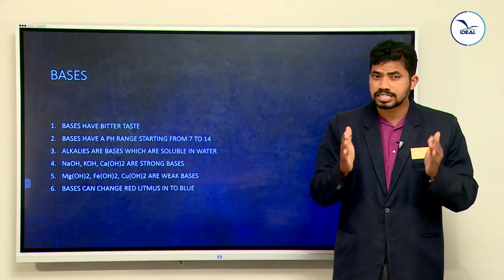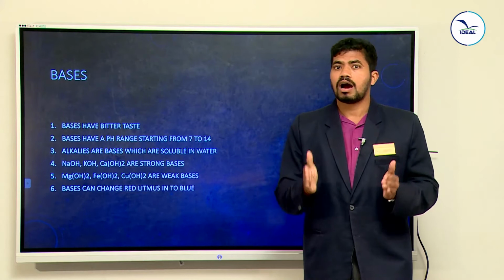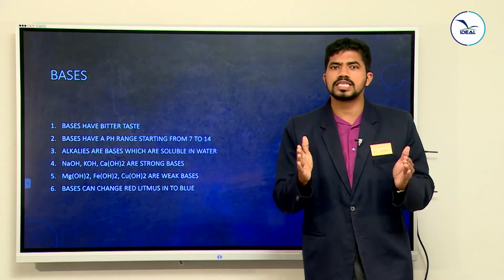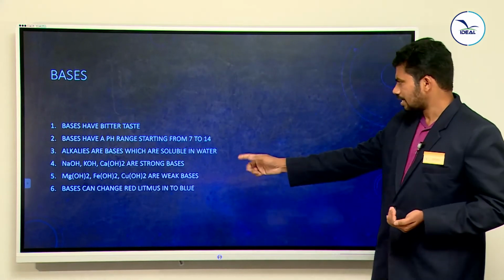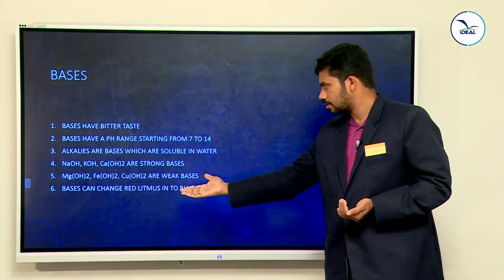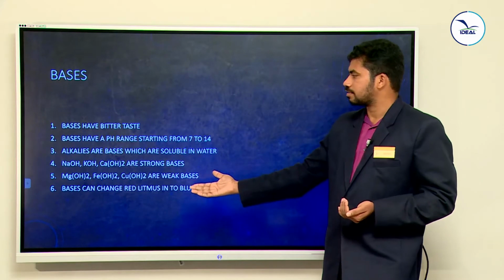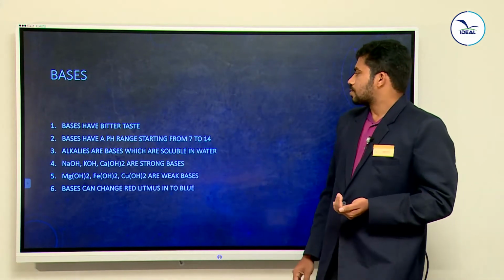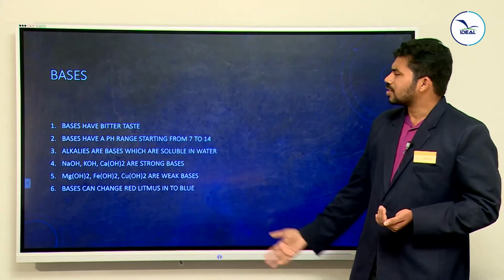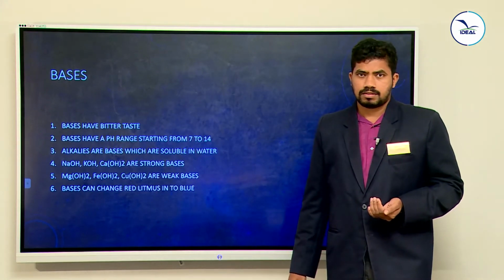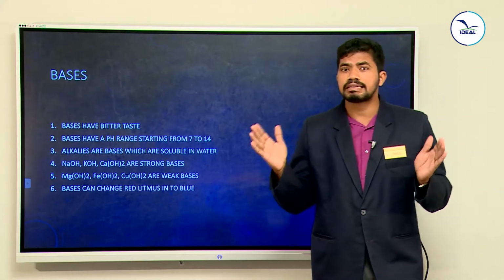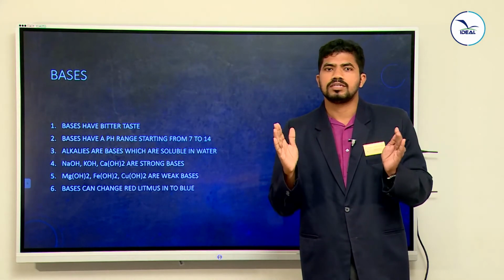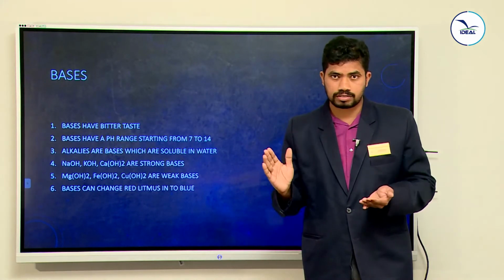So dear students, it is very important: alkalis are bases which are soluble in water. Like that we have magnesium hydroxide, iron hydroxide, copper hydroxide, but all are weak bases. That means if the metal in the base is highly reactive, that base is strong.